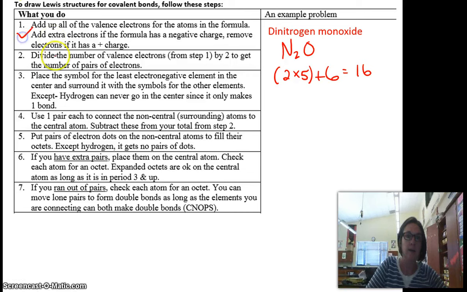That's step one. Step two, divide that number of electrons by 2 to get the pairs. So 16 divided by 2 gives us 8 pairs of electrons.